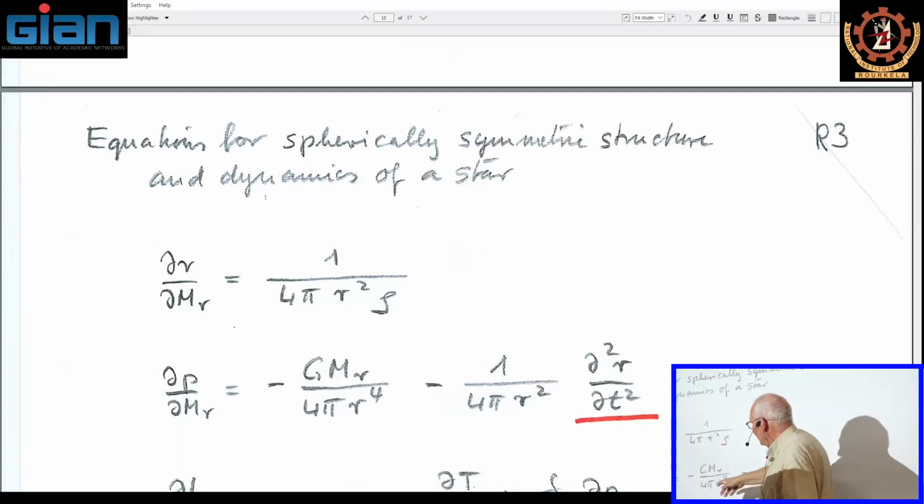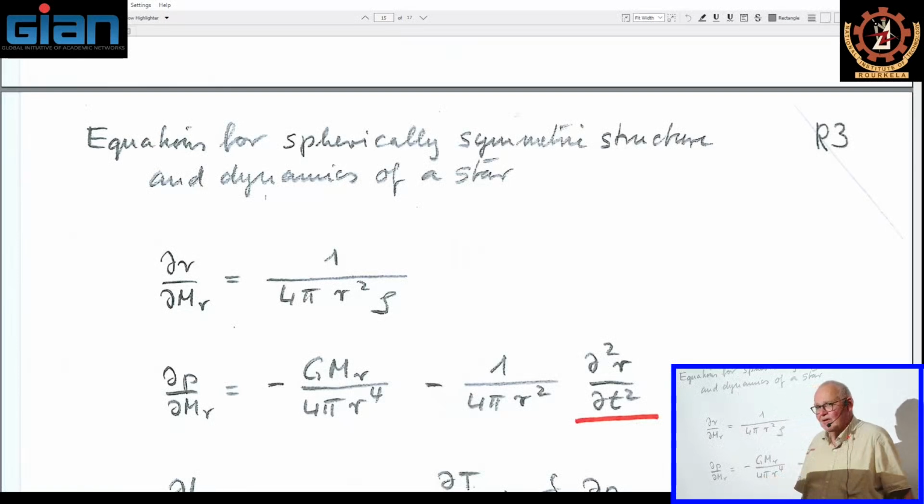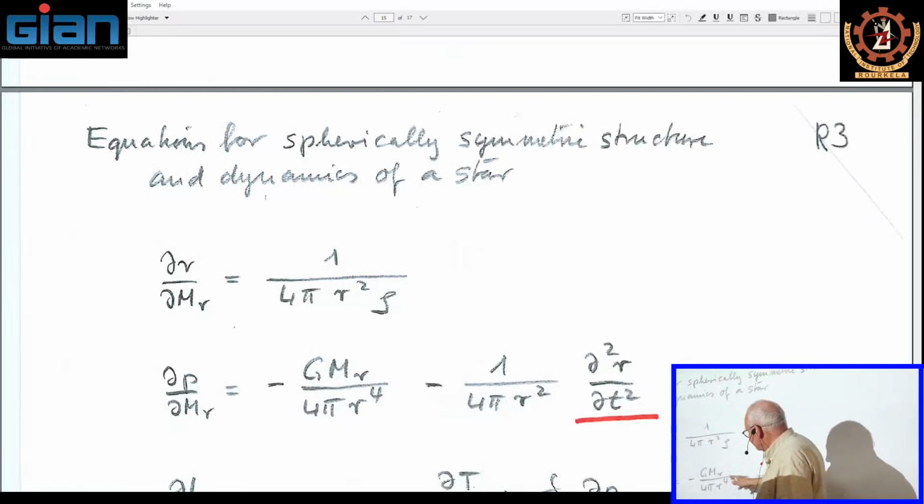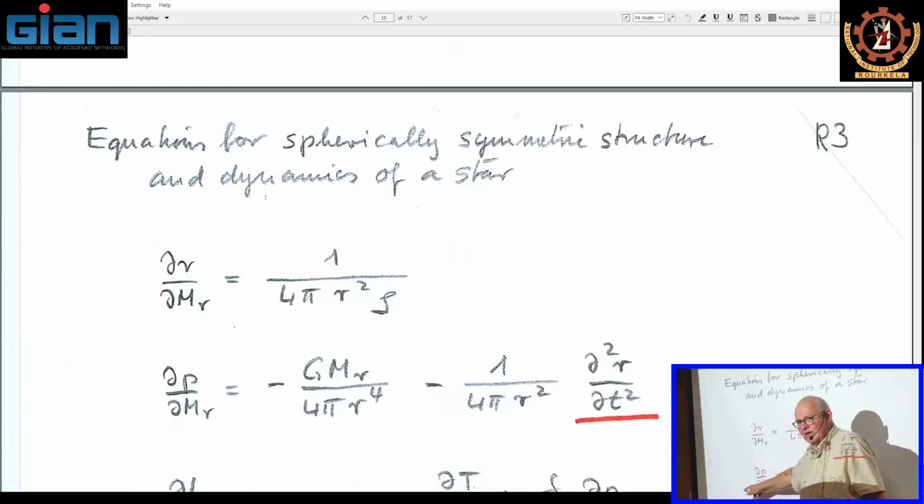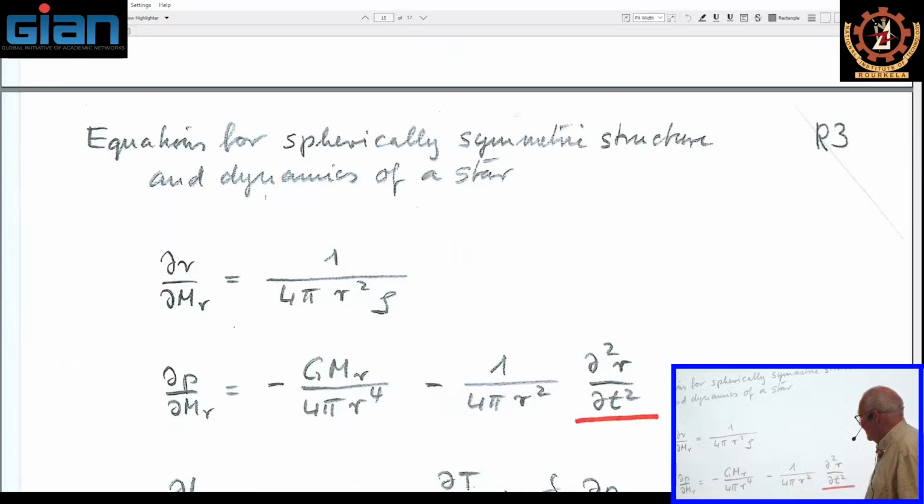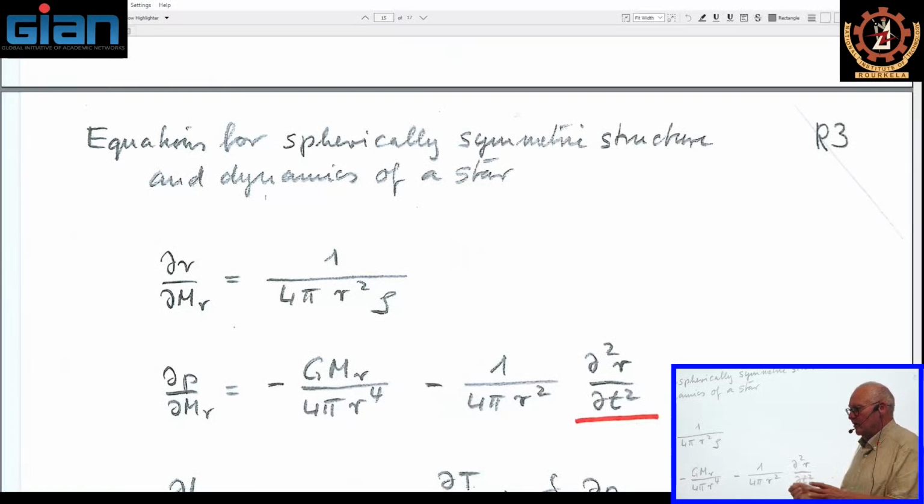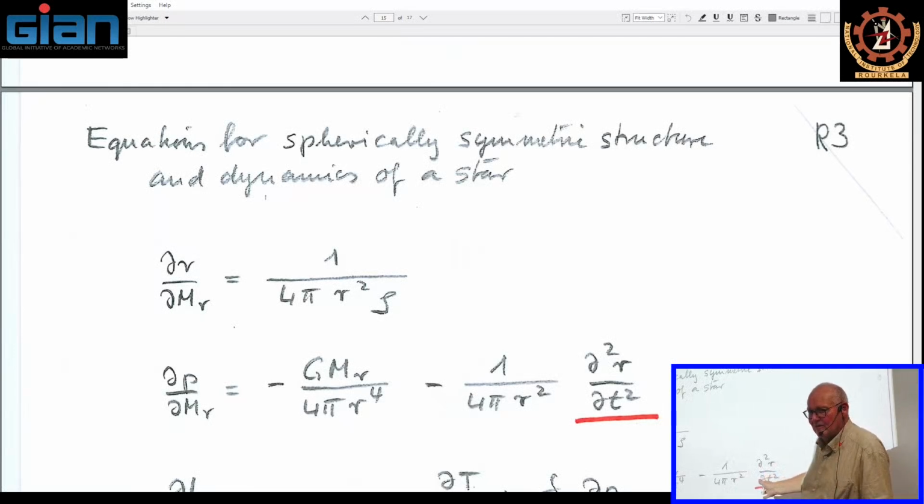If you multiply it with 1 over 4 pi r squared, you get 1 over 4 pi r to the fourth. The density is gone because there is a 1 over rho here, 1 over rho times the density, and the term left is the acceleration now, not in the Eulerian description, but in the Lagrangian description. In the Lagrangian description, it looks much simpler than in the Eulerian one.